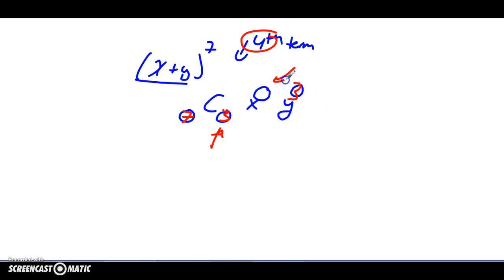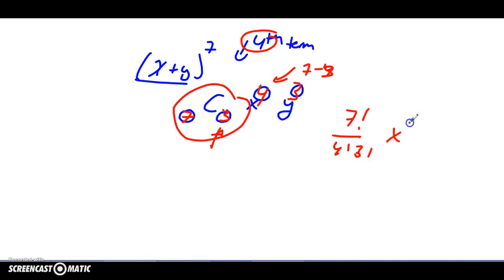And then this one here is going to be 7 subtract 4. So 7 subtract 3. That, subtract that, we get to that. So then you figure out what that is, which would be 7 factorial over 4 factorial, 3 factorial, x to the 4, y cubed. Okay, and then you figure what that is, and then that's your answer.